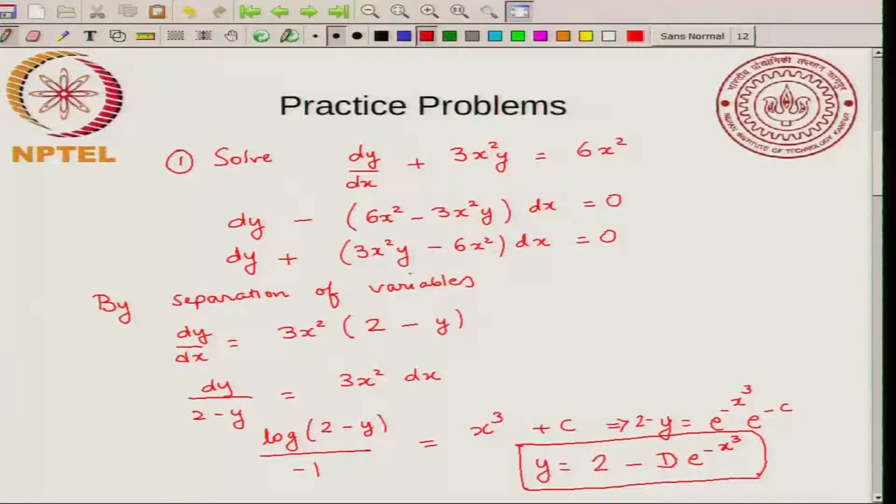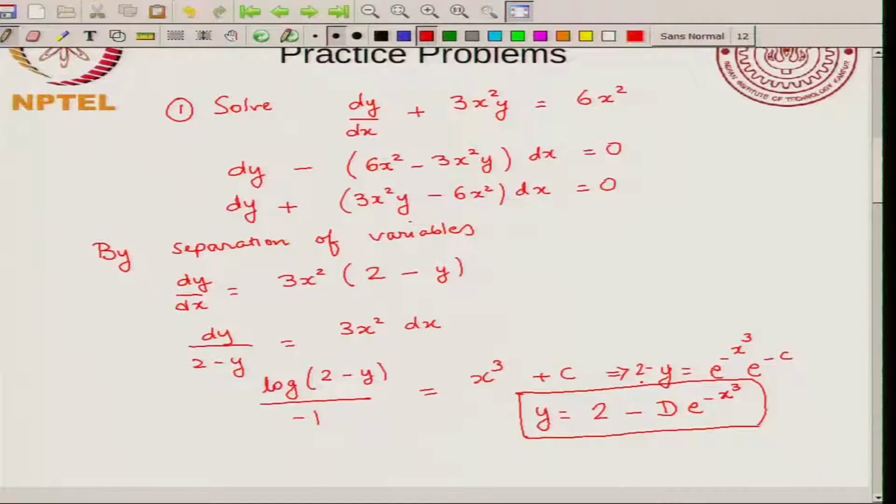Now, what I will do for illustration is to solve the same equation using a slightly different procedure, where we will use the integrating factor. So, the same equation where we know the solution. We know that the solution has this form y equal to 2 minus d e to the minus x cube, where d is some arbitrary constant, and to determine d you need some boundary condition. So, now let us try to solve this using a slightly different procedure.